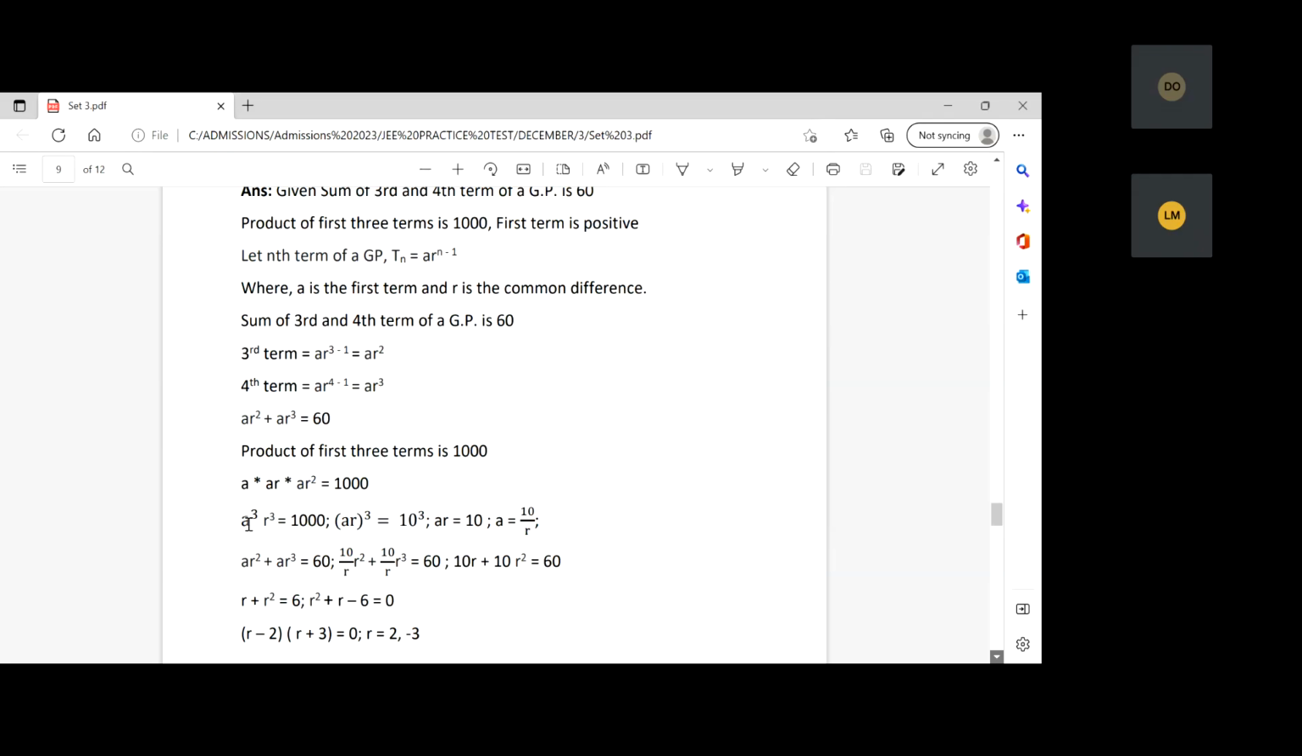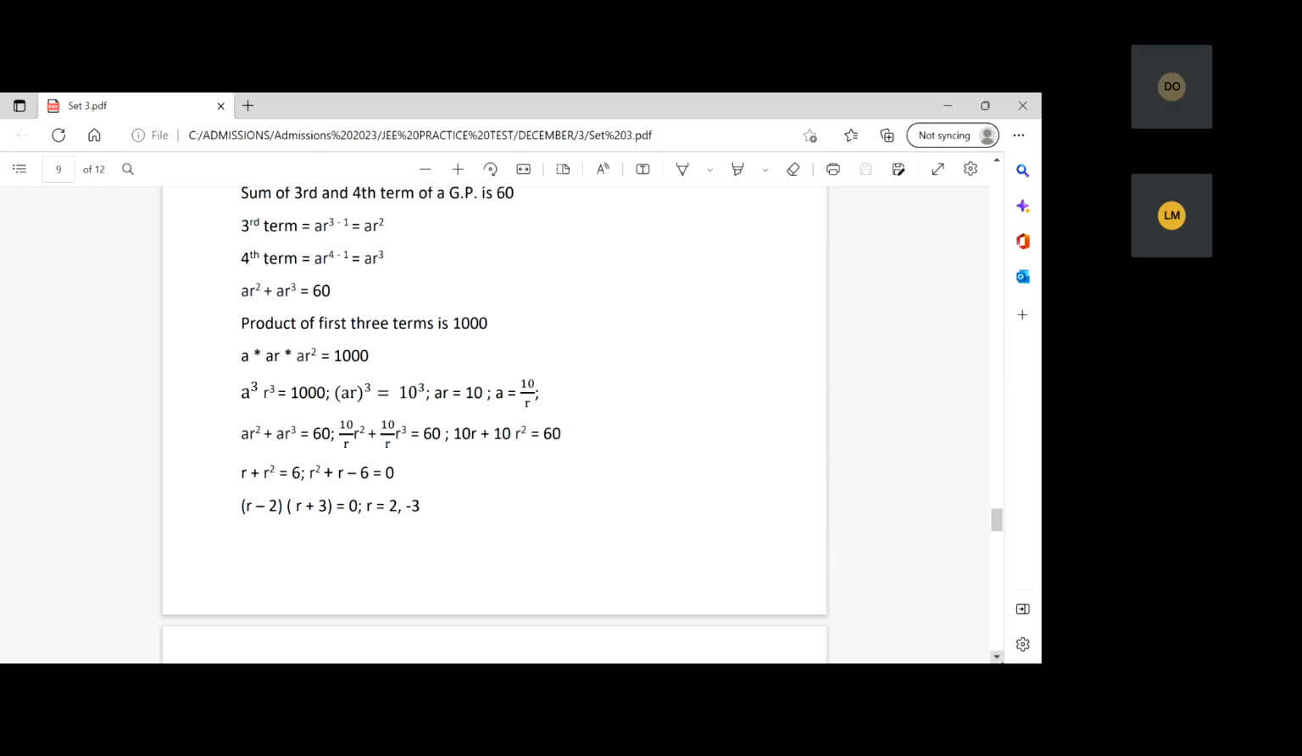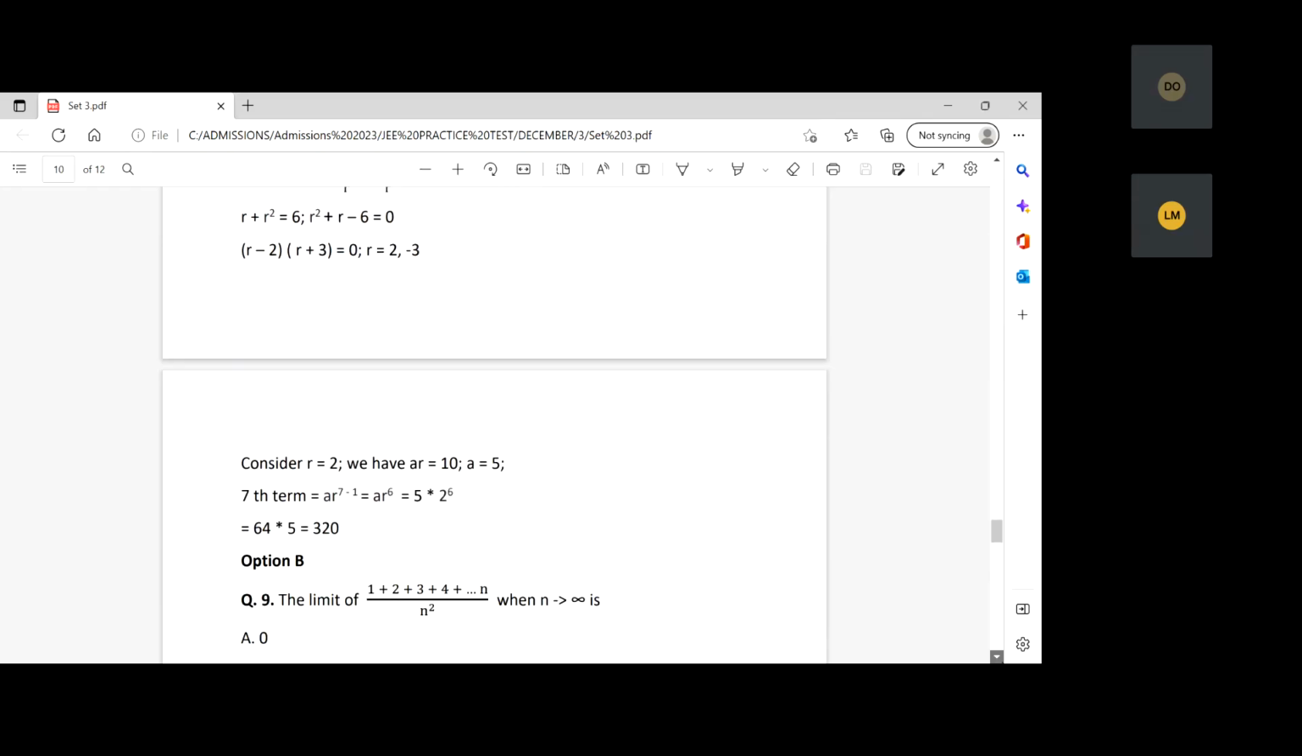So you have here A cube and R cube, which is equal to 1000. That is AR whole cube, which you can write as 10 cube. So if you want, you can substitute A is equal to 10 by R in this equation, and you can find the solutions of R, which are 2 and minus 3. Taking the positive, which is 2, you know the simple part, right? AR is equal to 10. Substituting R is 2, what is A? It is 5.